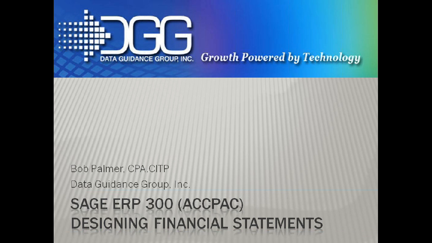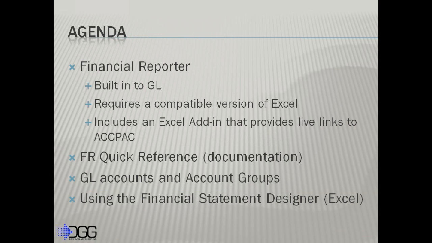So what are we going to do in 20 minutes today? Well, we're going to take a look at Financial Reporter. This is the product that's built into the General Ledger. It does require a compatible version of Excel, and basically what this Financial Reporter does is it includes an Excel add-in that will give you a live link in Excel in addition to some formatting commands that allows you to design financial statements in ACCPAC.